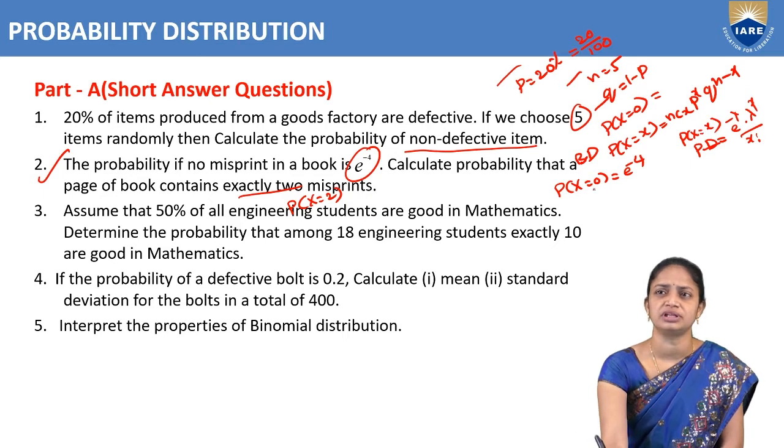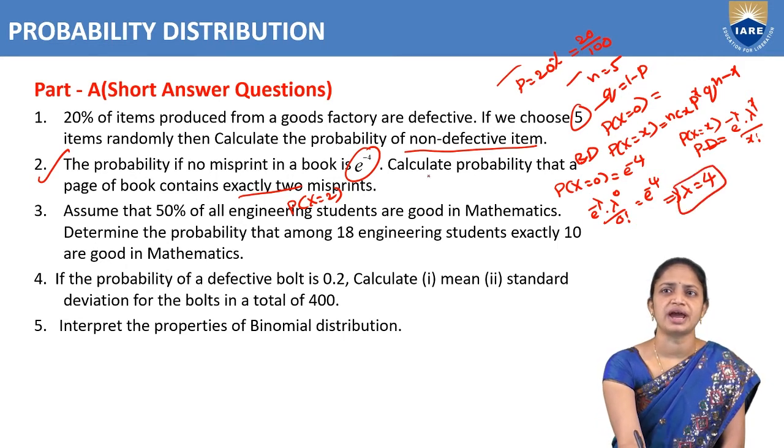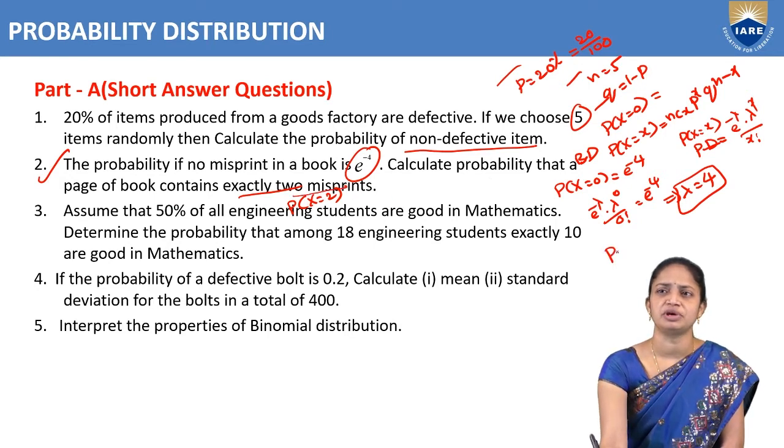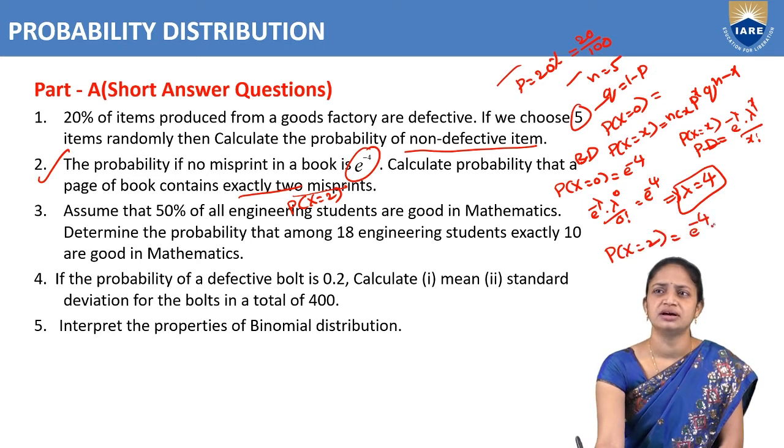Here they have given p of x equal to 0, so the small x value is 0. That's why e power minus lambda, lambda power 0 by 0 factorial, equals e power minus 4. From that we can calculate lambda equal to 4. But here we need to calculate the probability that a page of the book contains exactly 2 misprints, so we need to calculate p of x equal to 2. Just substitute e power minus 4, 4 power 2 by 2 factorial.